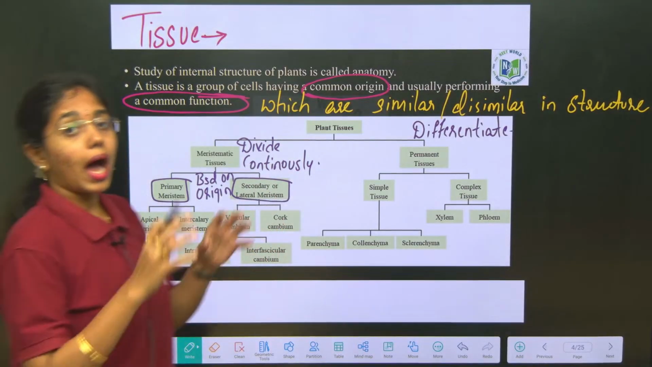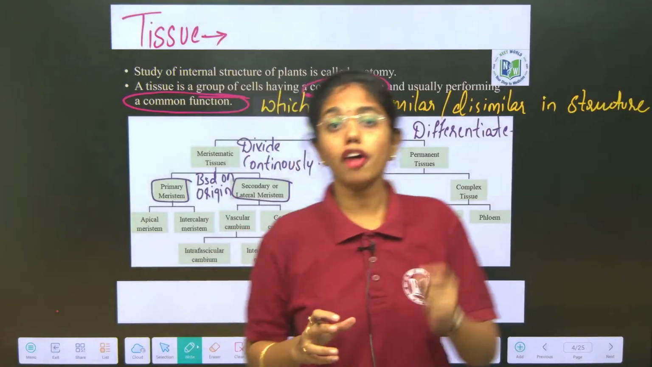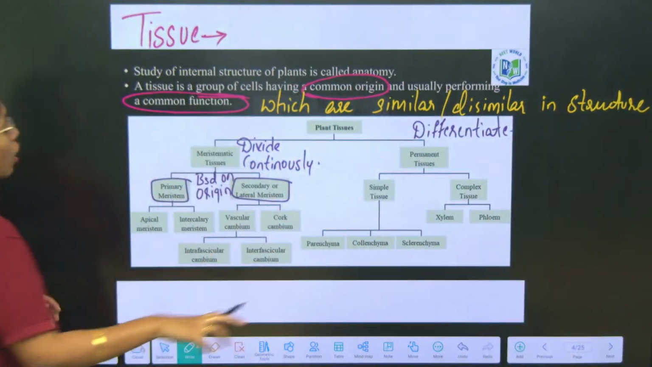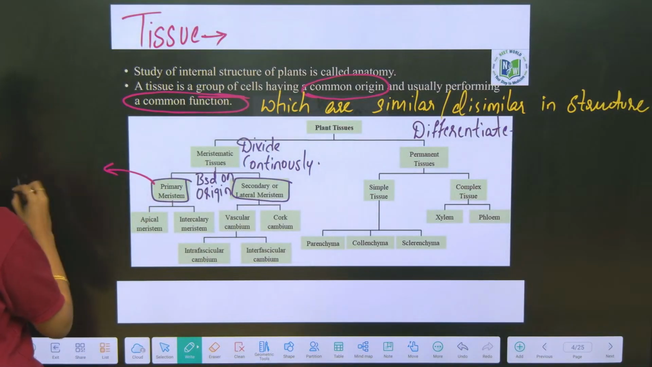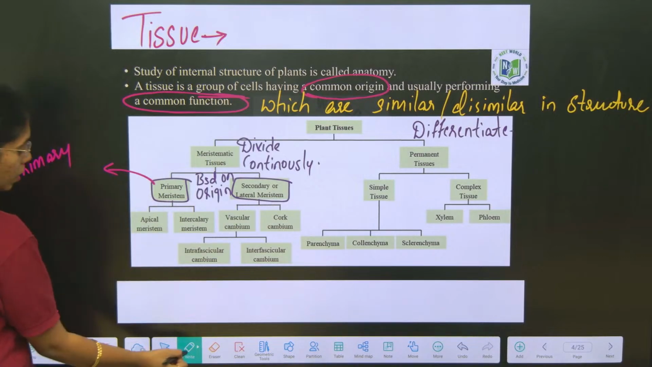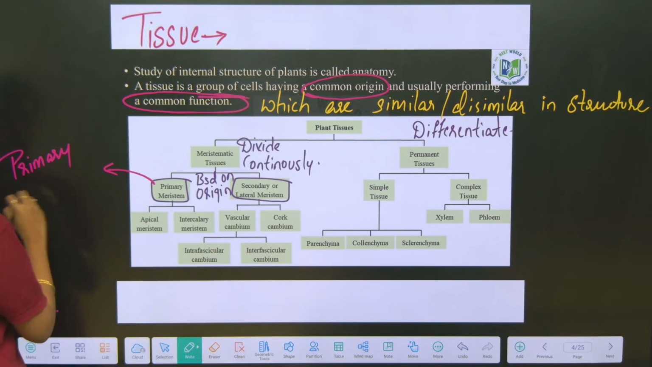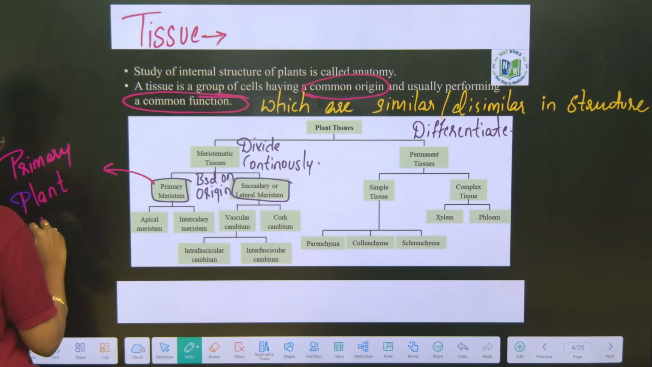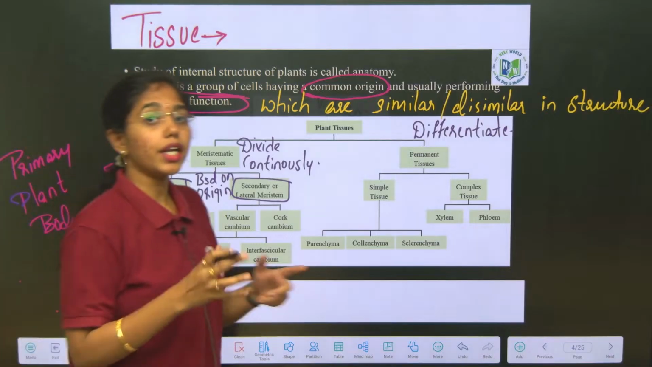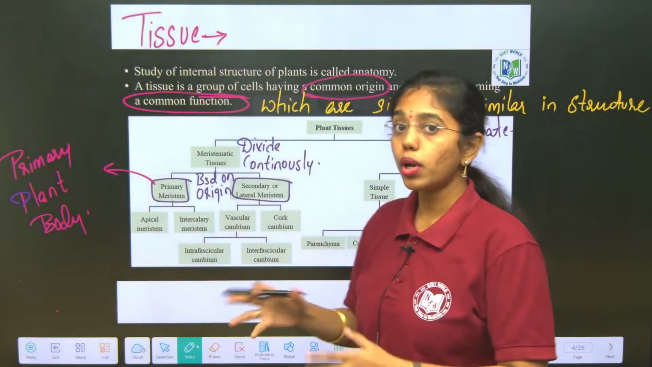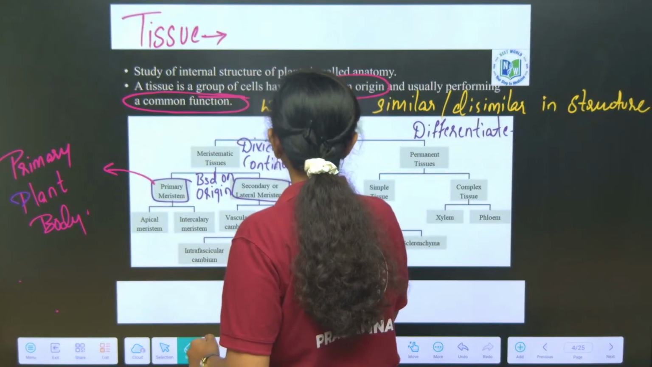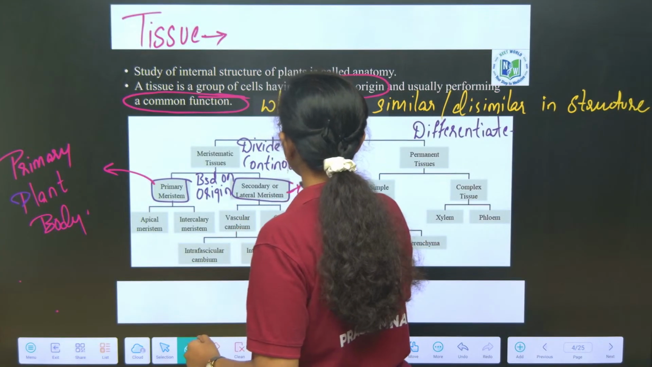Primary meristems are helpful in the formation of primary plant body. Primary meristems are present from the beginning of plant life and they are helpful in formation of what, ma? Primary plant body. Secondary meristems will exhibit secondary growth and they play major role in increasing the girth or thickness of the plant. They will increase the girth or thickness of the plant.